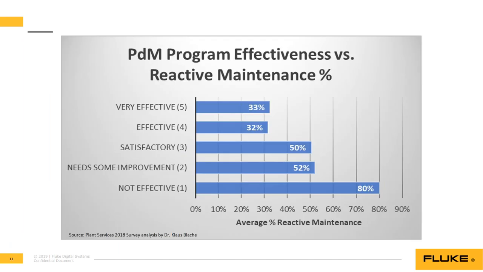I did a deeper dive in this data because I do some analysis behind the scenes on these questions, and so I was able to dig a little deeper on that question. If you look at the bottom here, you have average percent reactive maintenance. Those people that felt they didn't have an effective maintenance program also had much higher reactive maintenance. So those that felt they had an effective program were also getting the results. That means you're doing some other things right around the predictive technologies. So again, reactive maintenance really falls right in line with their satisfaction with the program.